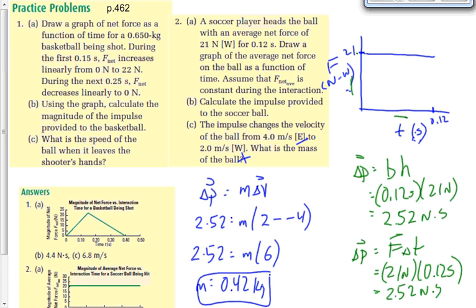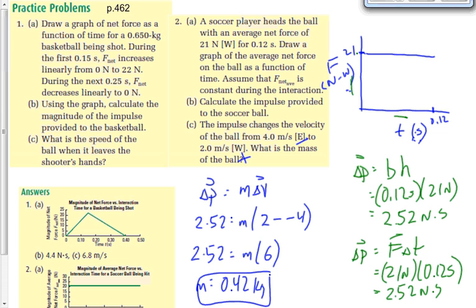21 newtons. If object A applies a force on object B, B applies an equal and opposite force on object A. So if you apply a force of 21 newtons on the ball, the ball applies a force of 21 newtons on you. For how long? 0.12 seconds. Okay, so I apply a force of 21 on the ball for 0.12. The ball applies a force of 21 on my head for 0.12. If I give the ball 2.52 newton seconds of impulse, then the ball gives my head 2.52 newton seconds of impulse, right?